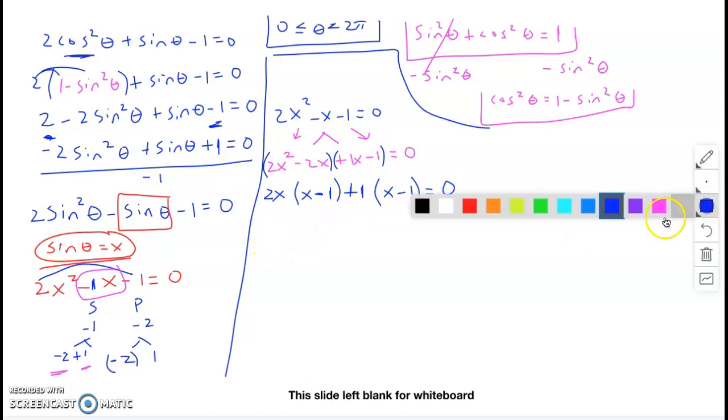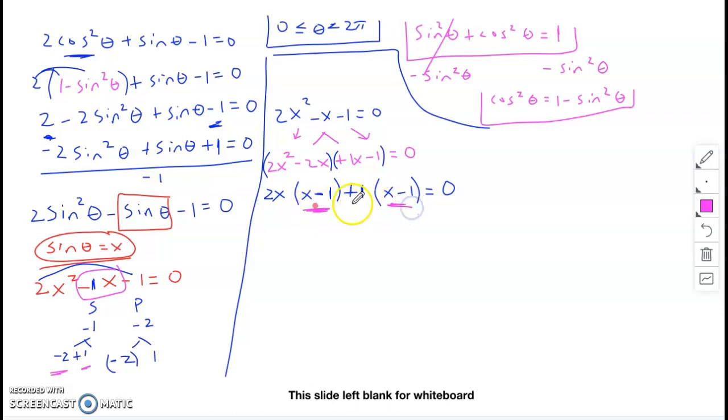When I'm doing grouping, the two parentheses have to be the same. If they're the same, that means I'm doing it right. So at this point, I take that common parenthesis as a common factor. Whatever's on the outside of those two parentheses is going to come in the second parenthesis. And I'm done with my factoring. That was just the factoring.